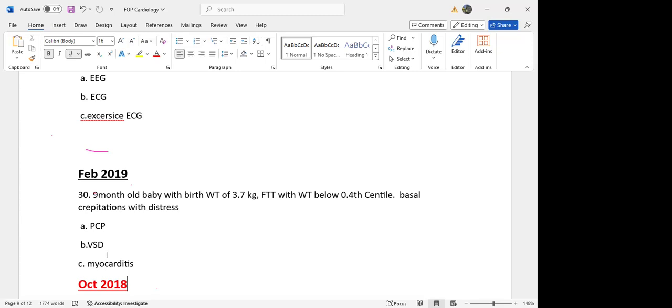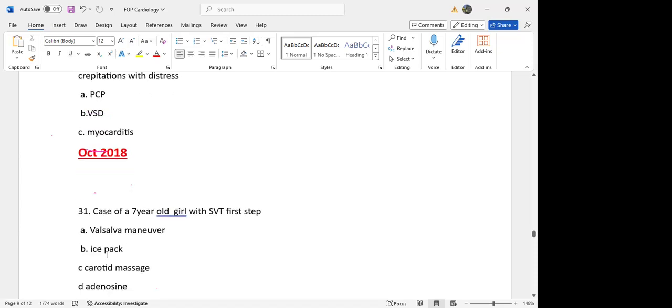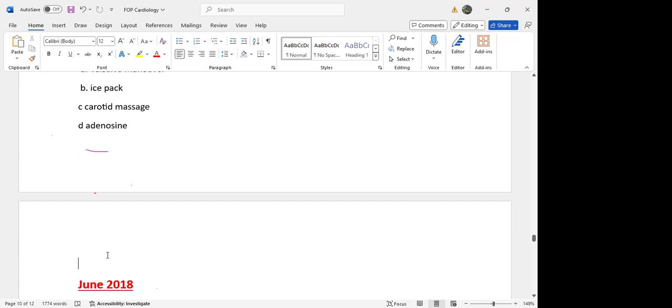VSD. Very good. So the failure to thrive child means this is a large VSD. If it is myocarditis, normally the child would be healthy because that is an acute event. So that is why you do not have a history of failure to thrive in case of myocarditis. But both will cause crepitation and distress. Okay, I'm just finishing with this one.